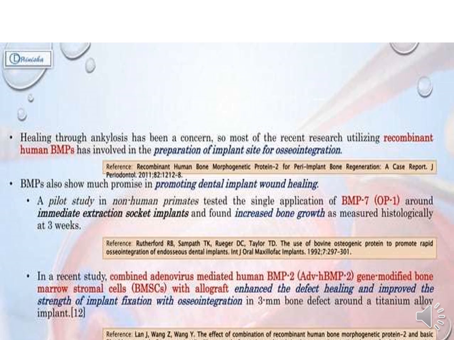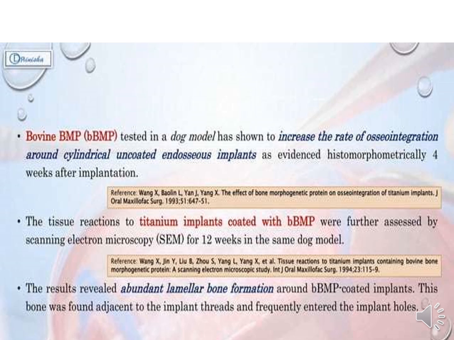And in a recent study, adenovirus-mediated human BMP2 gene-modified bone marrow stromal stem cells combined with allograft enhanced defect healing and improved the strength of implant fixation with osseointegration. Bovine BMP tested in a dog model has been shown to increase the rate of osseointegration around cylindrical uncoated endosseous implants.